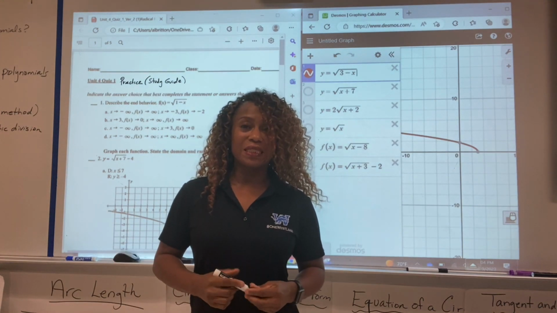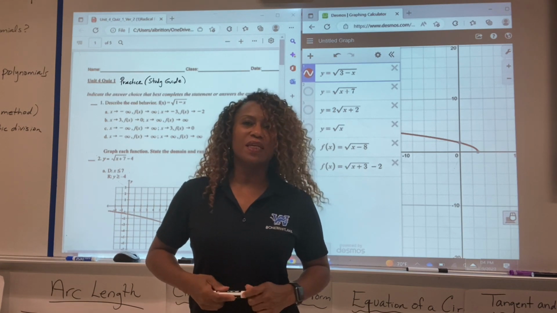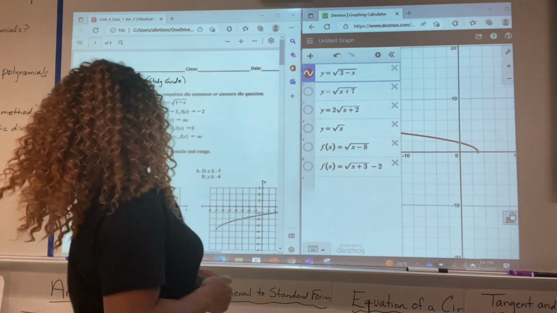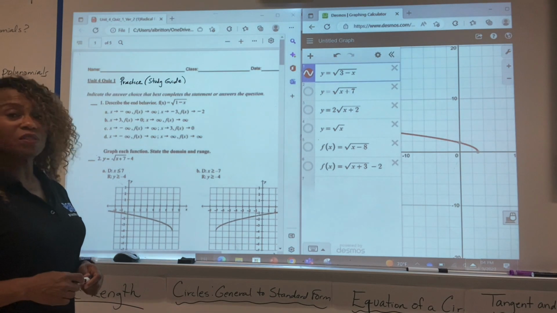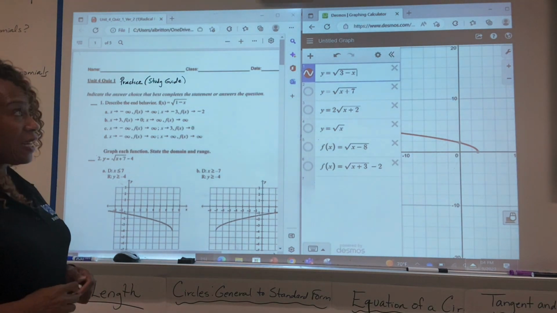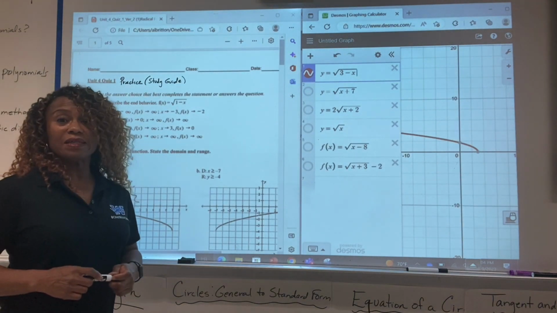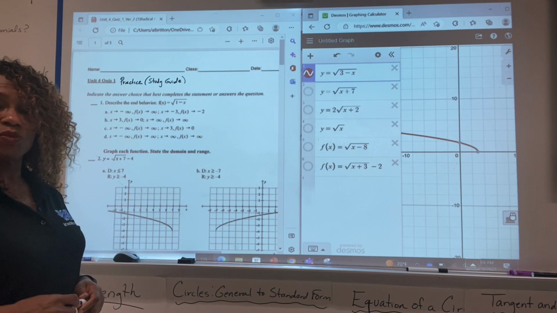Today we're going to take a look at the study guide for our radical functions quiz that's coming up next week. So let's start with number 1. Now what I've done is I've put a split screen on my board so that you can see the study guide and the Desmos calculator, because a lot of these problems can be completed by graphing the actual function.